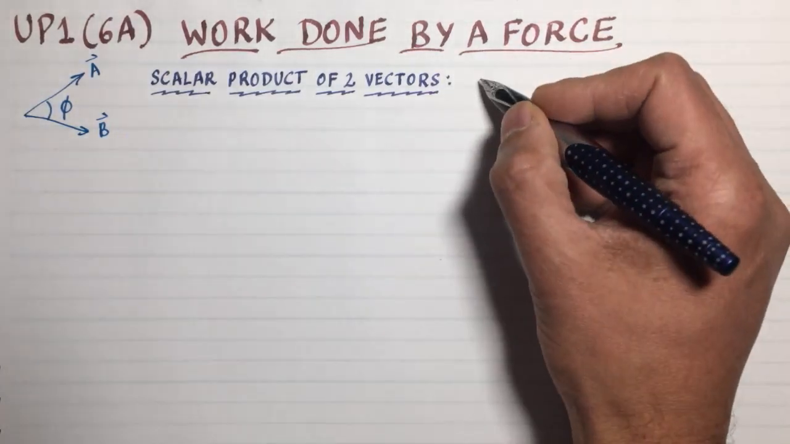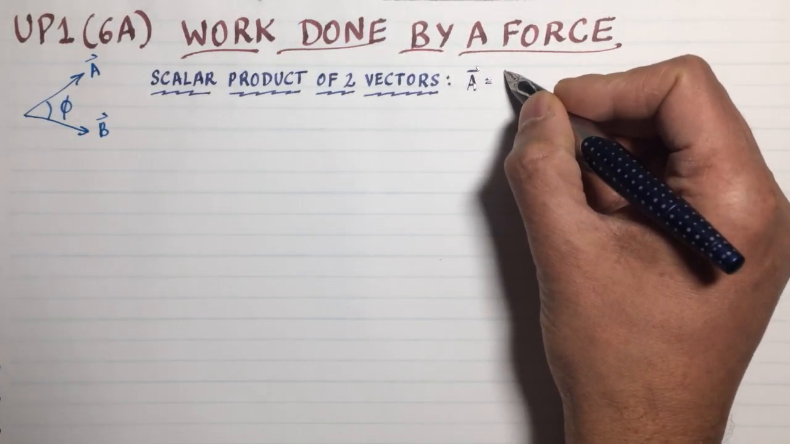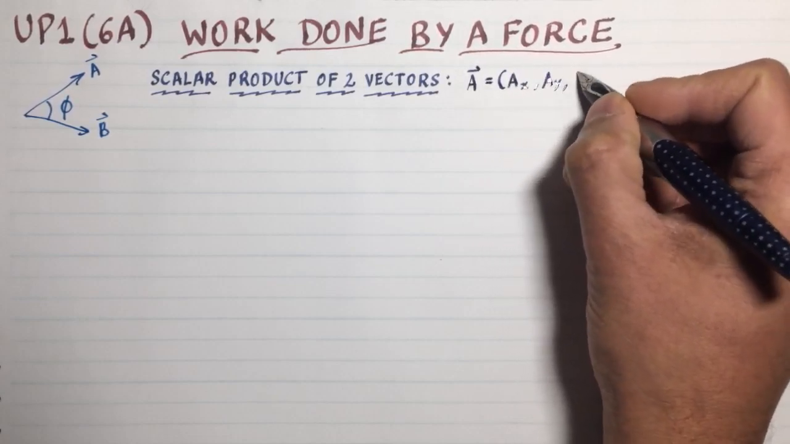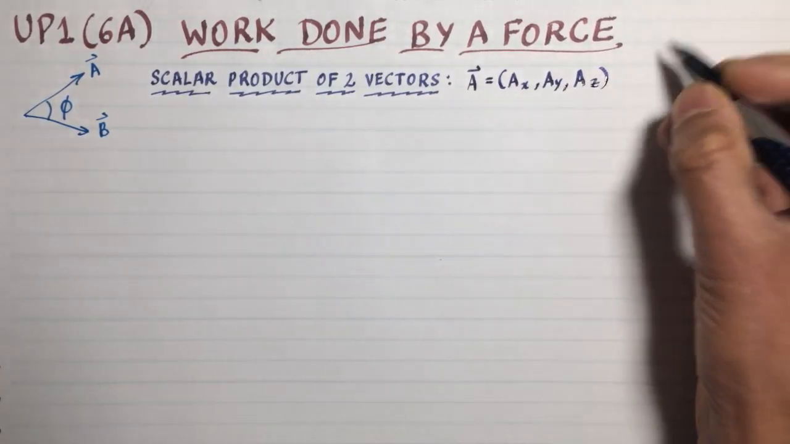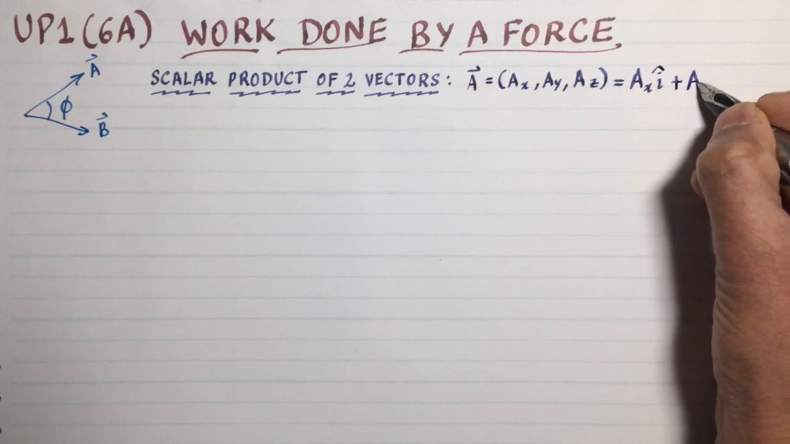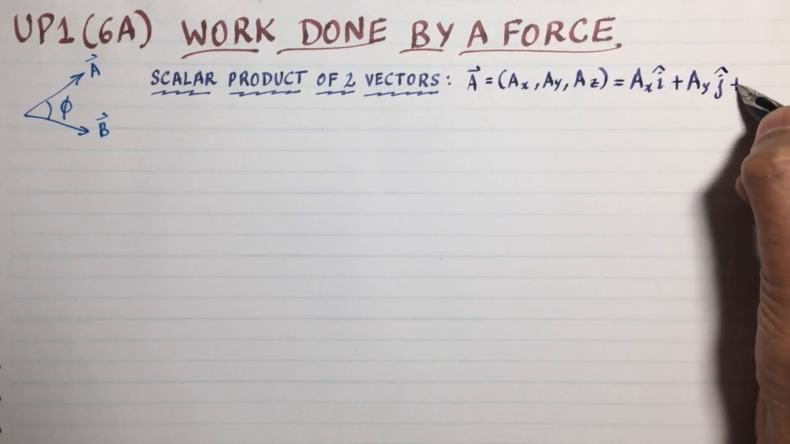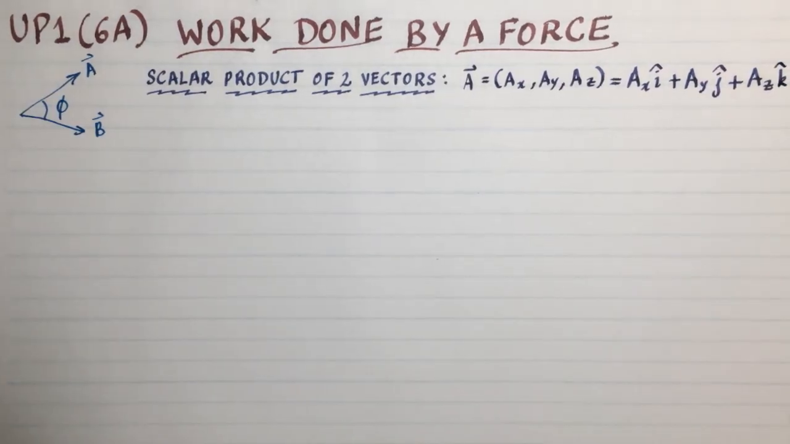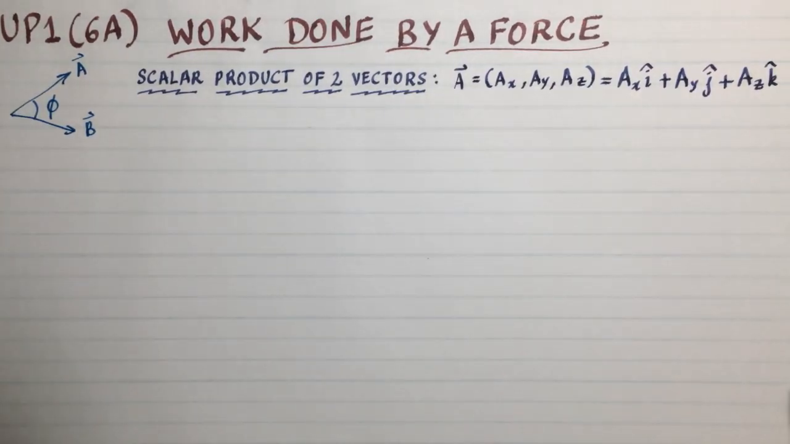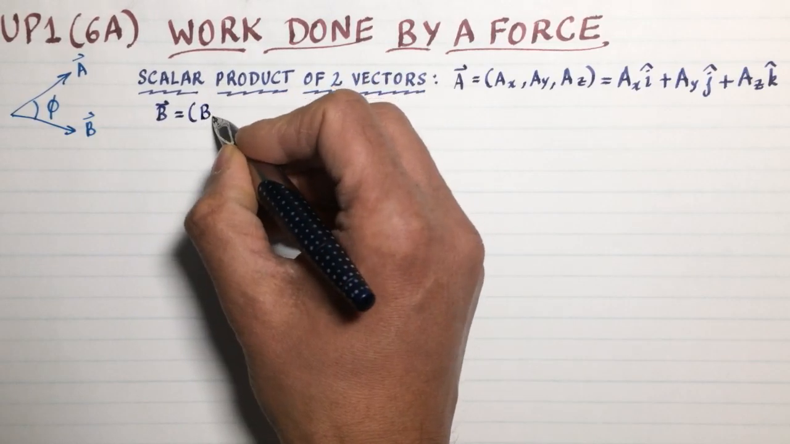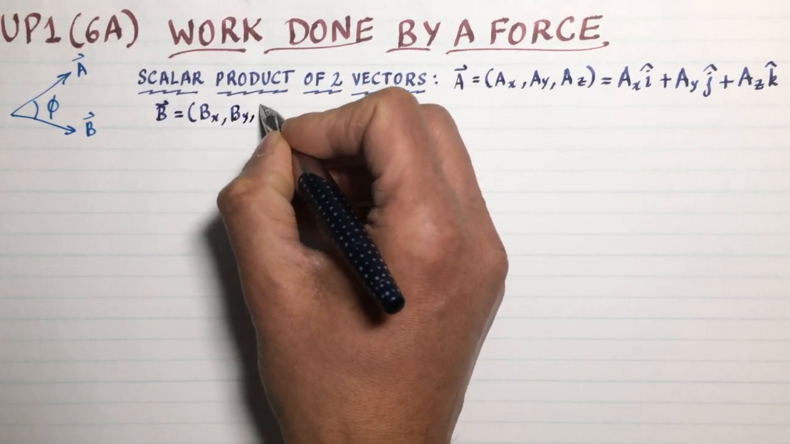So let's just take in 3 dimensions two vectors. I'll call them A with x component ax, y component ay, and z component az. Alternatively, I can write this as ax i hat plus ay j hat plus az k hat, where i hat, j hat, and k hat are the unit vectors in the x, y, and z directions. Similarly, let's say that I have a vector b, which is bx, by, bz.